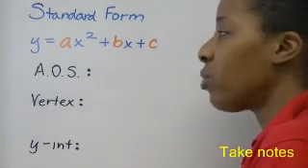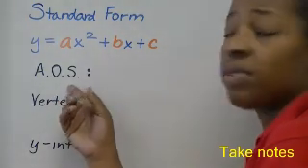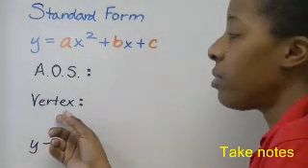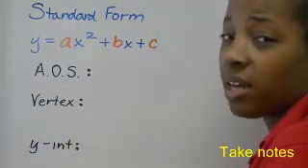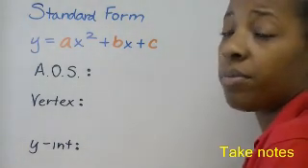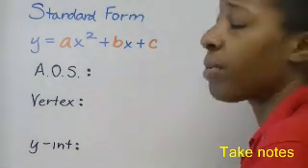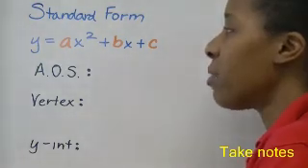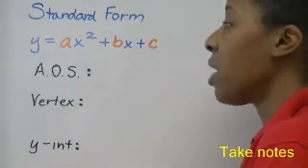Characteristics, as we did on the vertex form, is axis of symmetry. I abbreviated. The vertex is important. And an added bonus, we can also find out the y-intercept using the standard form. So our key letters that we need to use are A, B, and C at all times. So let's see how this works.